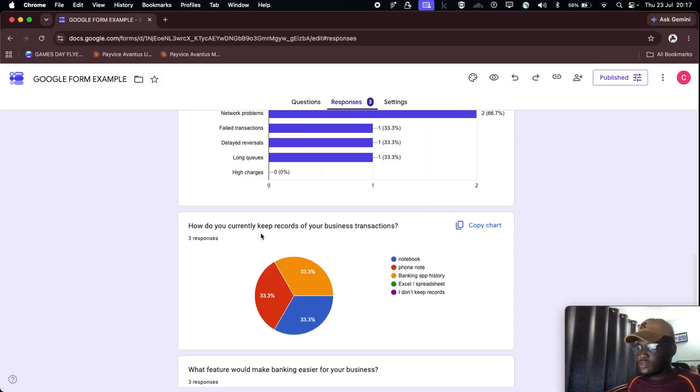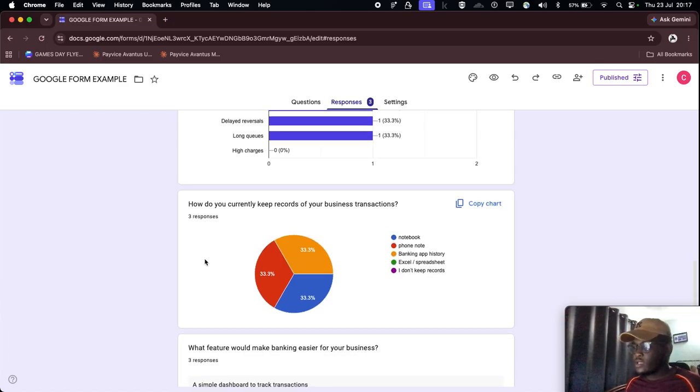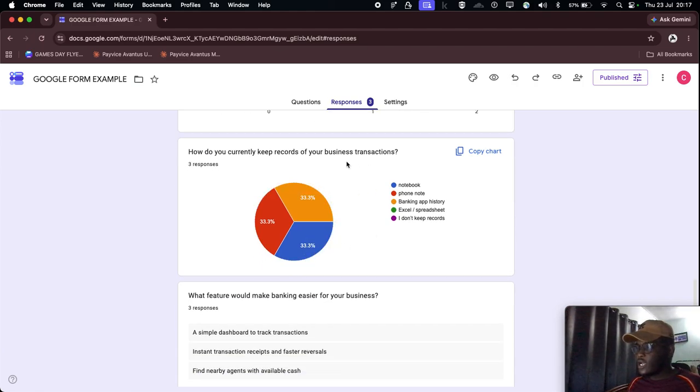We go again to the next question. How do you currently keep records of your business transactions? This was a question I generated for people who are market traders and small business shop owners. When I asked this question, I noticed that some people said notebook. Some said through their banking app history, and the other said phone notes. So that means this person is keeping records of his business transactions in the notes of his phone.